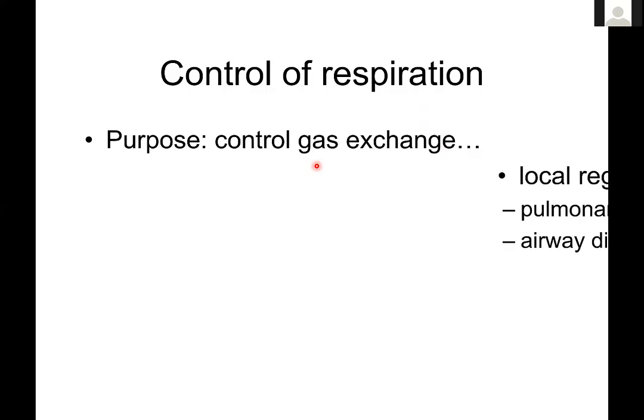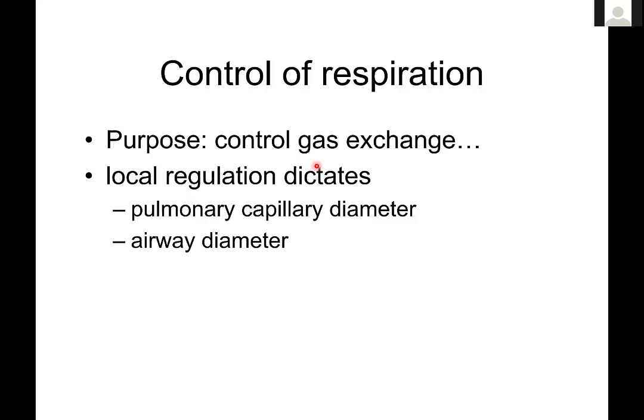All right, control of respiration. Why would you need to control gas exchange at all? Well, your metabolic needs differ depending on your physiological state. So, for example, I'm just sitting here talking to you. It's not eating up a lot of my metabolic budget, right? I'm moving my mouth, I'm putting my feet on the ground, it's pretty easy.